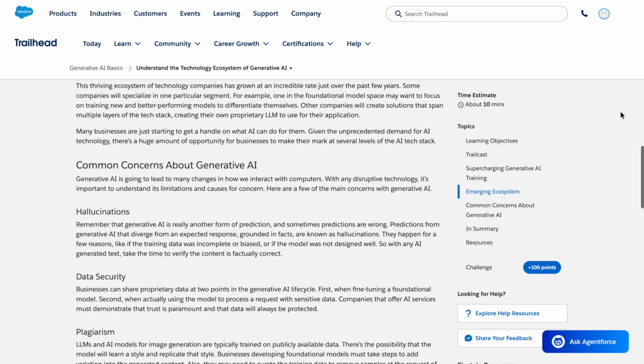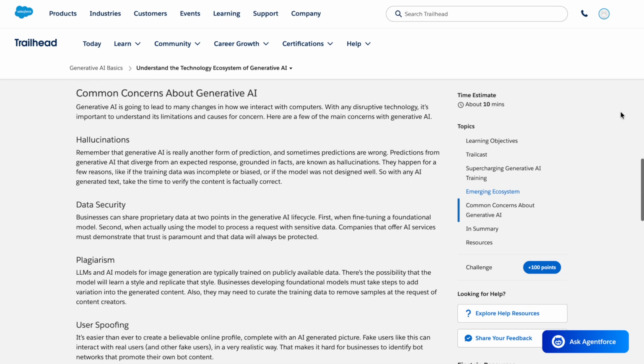Some companies will specialize in one particular segment. For example, one in the foundational model space may want to focus on training new and better performing models to differentiate themselves. Other companies will create solutions that span multiple layers of the tech stack, creating their own proprietary LLM to use for their application. Many businesses are just starting to get a handle on what AI can do for them. Given the unprecedented demand for AI technology, there's a huge amount of opportunity for businesses to make their mark at several levels of the AI tech stack.